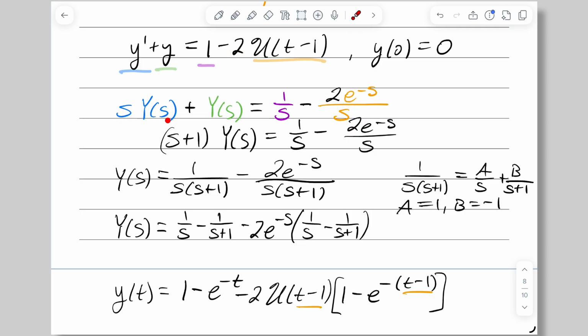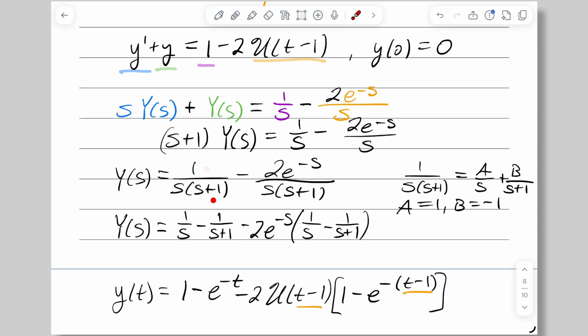Factoring the left hand side gives us s plus 1 times Y of s, and the right hand side is unchanged, and then dividing by s plus 1 gives us Y of s is equal to 1 over s times the quantity s plus 1, minus 2e to the negative s over s times the quantity s plus 1. Notice I have completely separated the numerator that has the exponential from the numerator that doesn't. The fractions are basically the same.